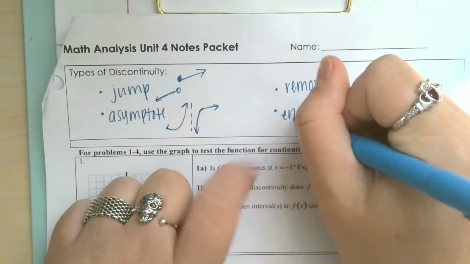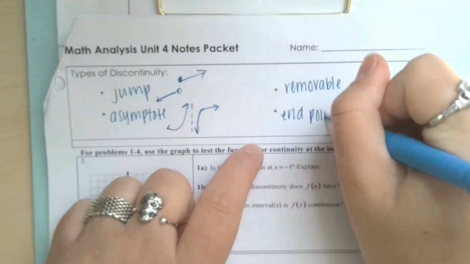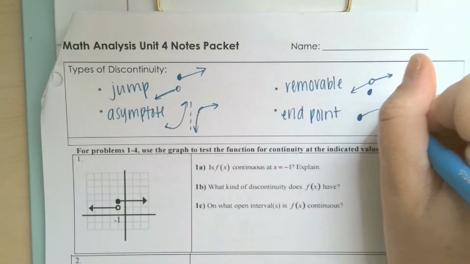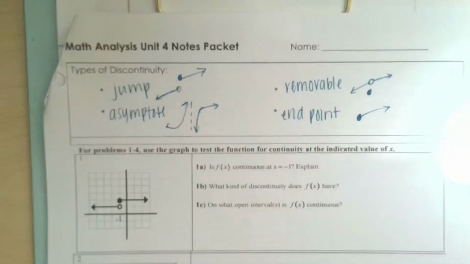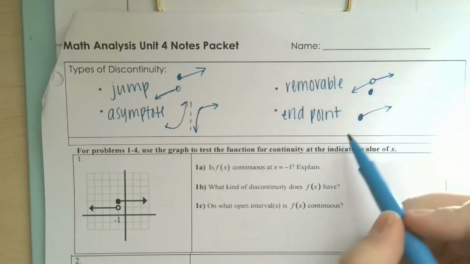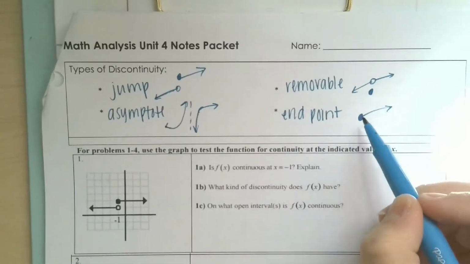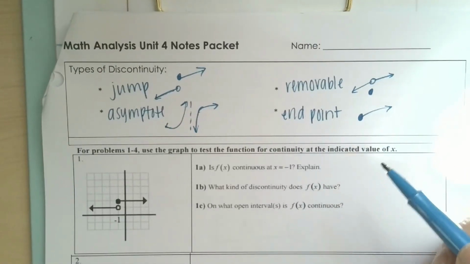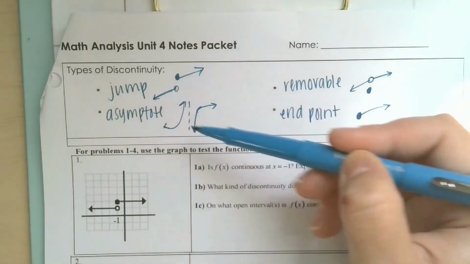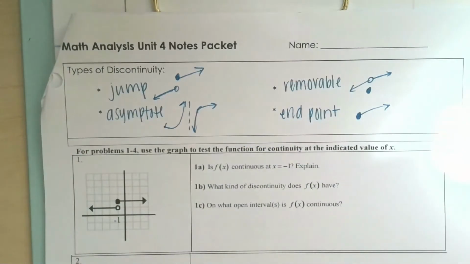The last type is actually a little different. It's called endpoint. That happens when you literally just have an endpoint, and it looks like that. The reason that counts as a discontinuity is because, for a limit to exist, it needs to exist from the left and the right. If you're trying to find the limit of this on the left, that limit doesn't exist. So that would violate the second condition for continuity, which are the ones listed on the front. So these are our 4 types of discontinuities.